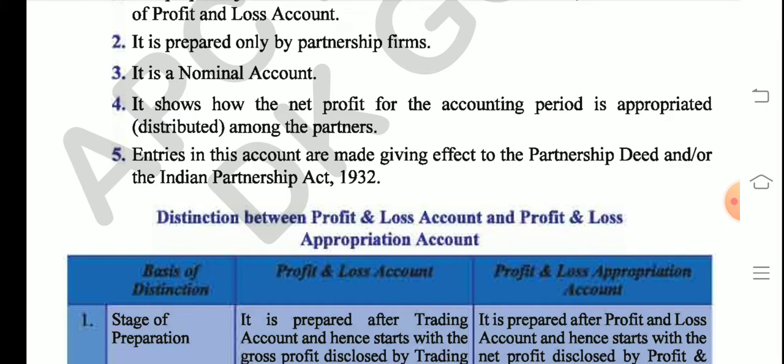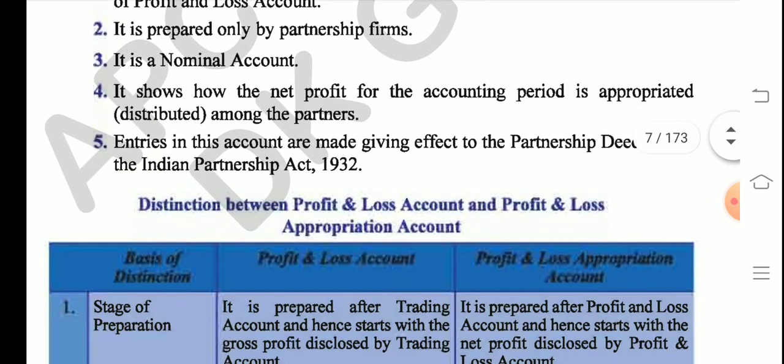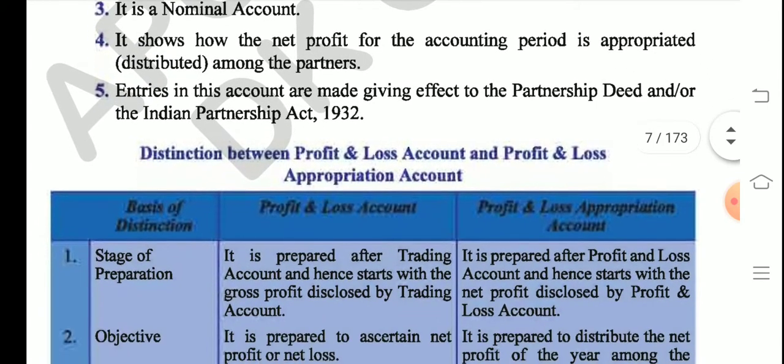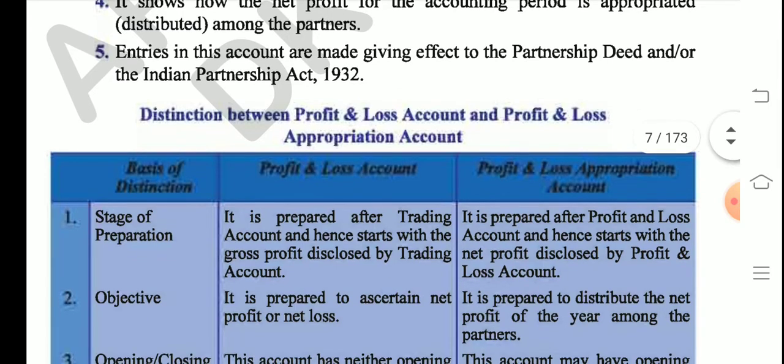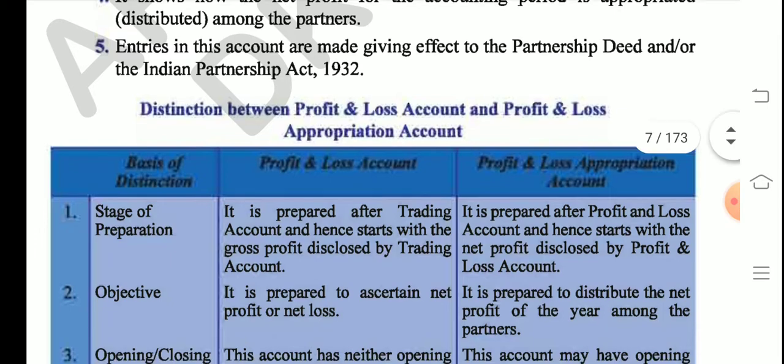Then the fifth point says entries in this account are made giving effect to the partnership deed or the Indian Partnership Act 1932. So whatever the partnership deed says, that will be followed while preparing this profit and loss appropriation account. And if nothing is given, and let's say the ratio is also silent in the partnership deed, then all the partners become equal partners. So I hope you'll remember this much.